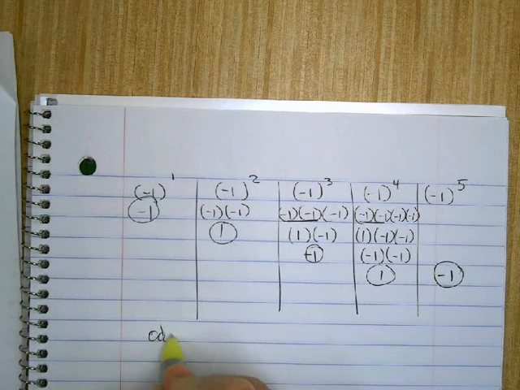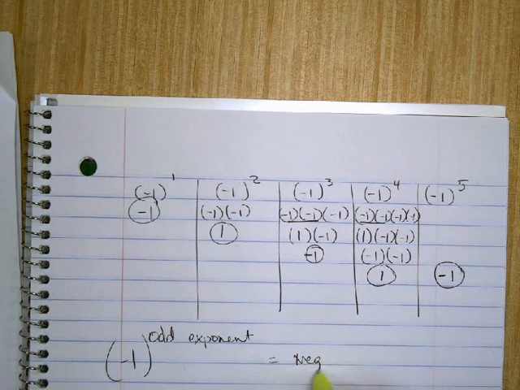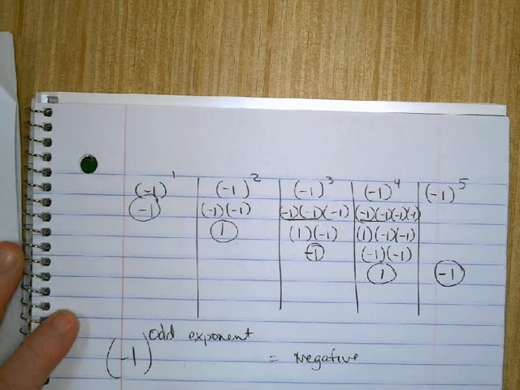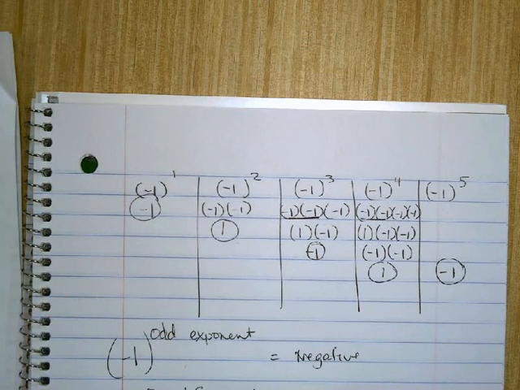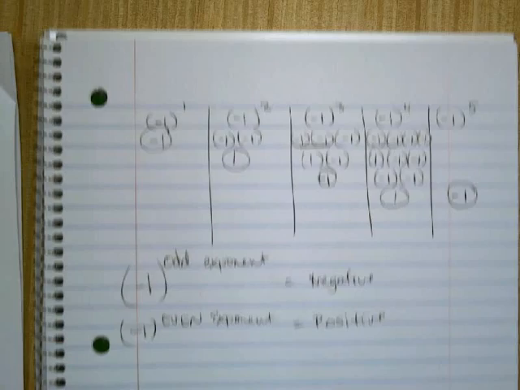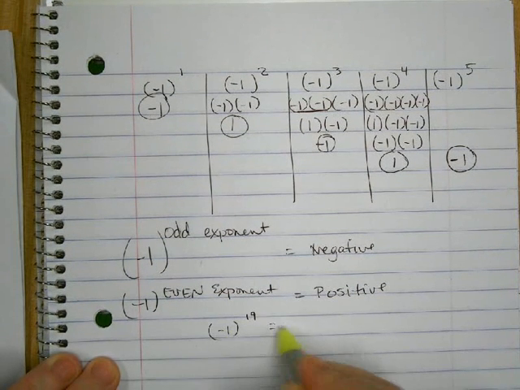What is the sign of the final answer when the exponent is odd? Odd exponent. When you have -1, it means that you are going to have a negative answer. When the exponent is even, you're going to have a positive answer. So -1 to the 19th is -1.